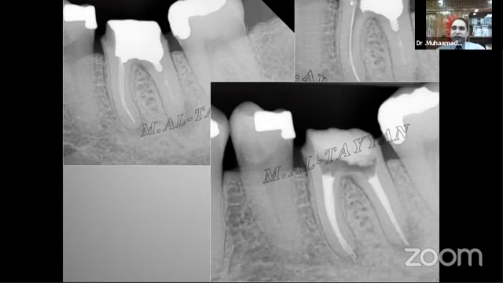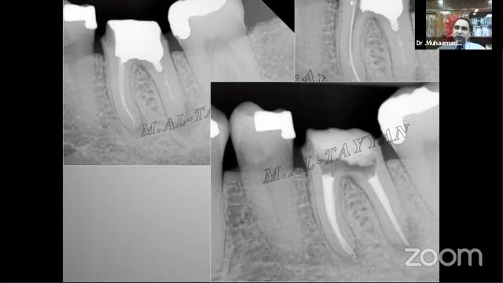And I would really like to remind you of the difference between being overfilled and overextension. Both refer to filling beyond the apex. The only difference is that in overfilling, you maintain a good seal at the apex. And I believe that this is what happened in this case. So I didn't send the case to the surgeon.